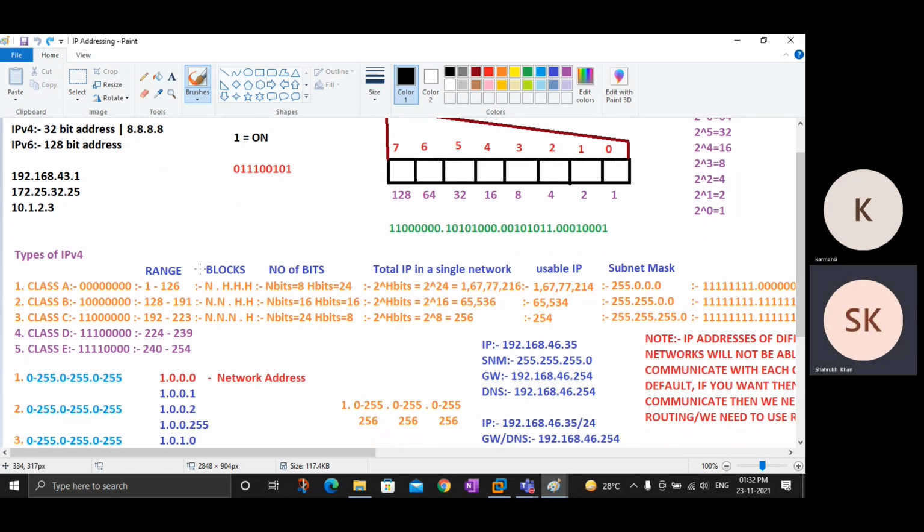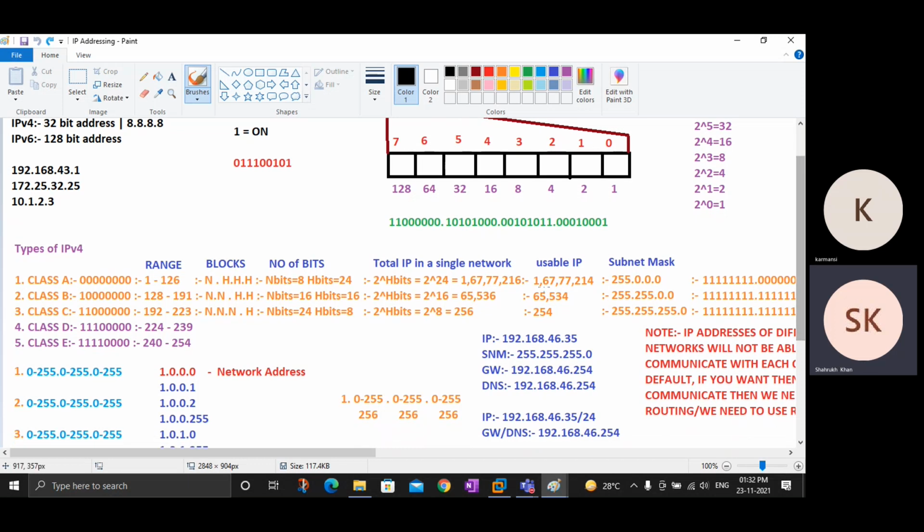Okay, let me explain it for now. If you get it, then we'll continue with subnetting. Otherwise, we'll check it today and start the next one tomorrow.